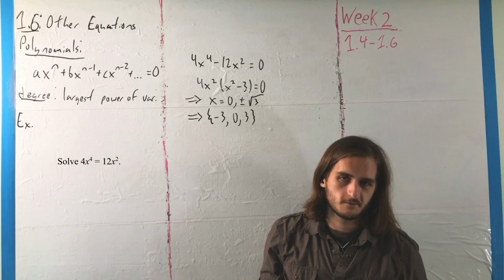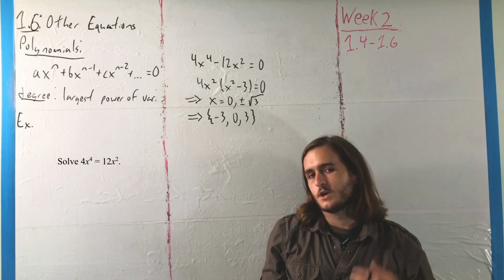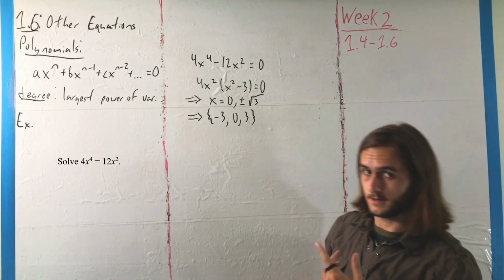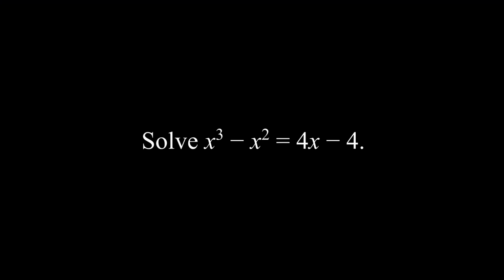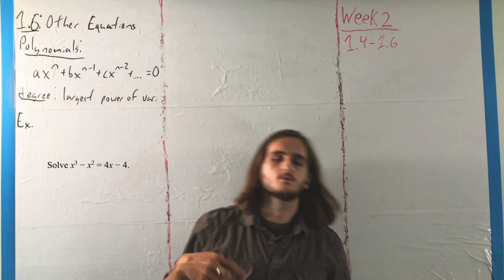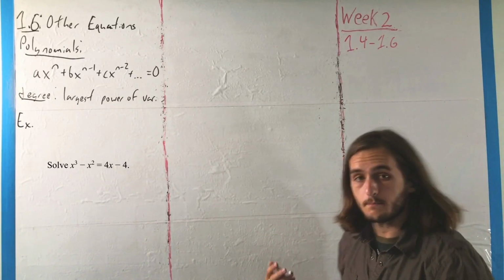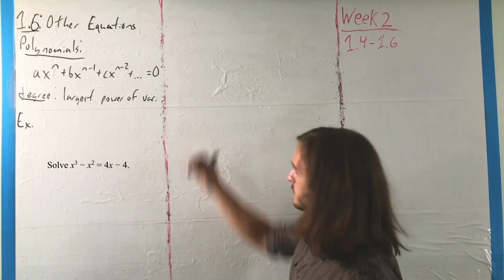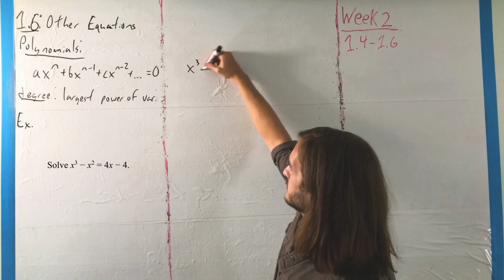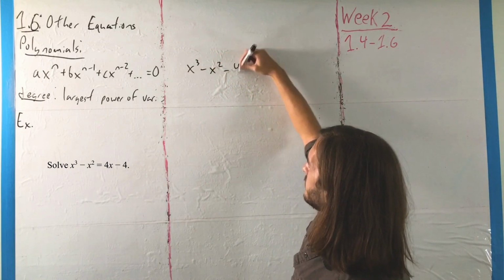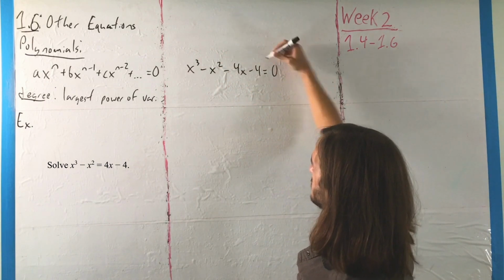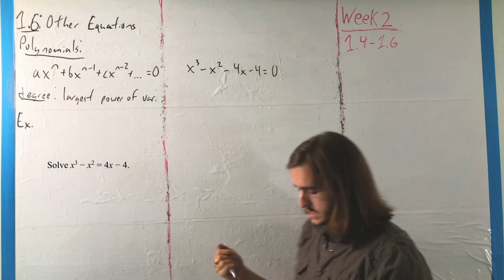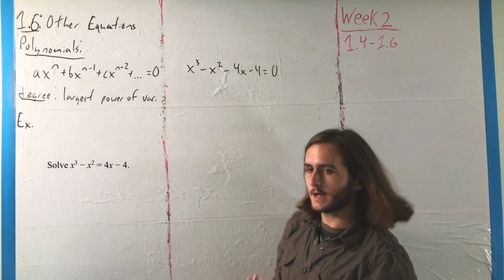And that one was maybe a little bit too easy, so let's get one that has a little bit more next. So for this, we want to solve the equation x cubed minus x squared equals 4x minus 4. So for this, again, standard form might be illuminative in terms of what's going on. In that case, we would end up getting x cubed minus x squared minus 4x plus 4 is equal to 0. And to solve this, what we're going to do is factor by grouping.